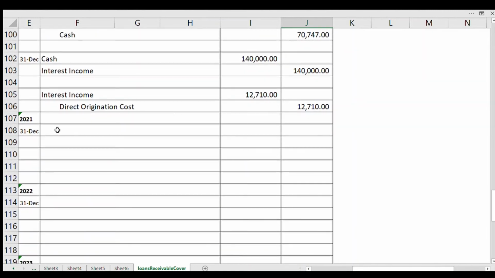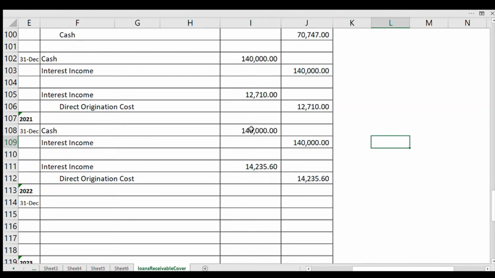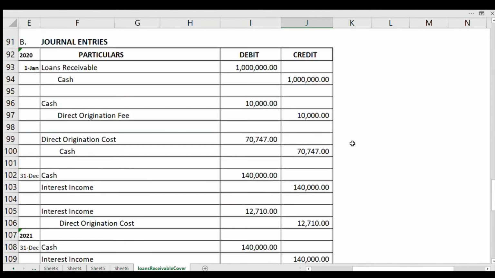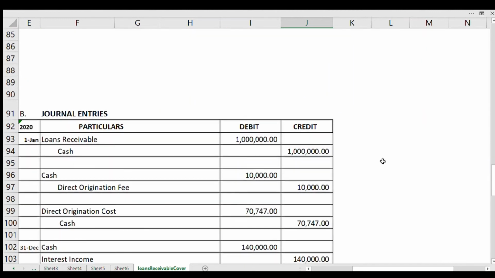Okay, so that's for 2020. So for December 31, 2021, it goes like this. Again, we will receive 140,000, credit interest income. The amortization of origination cost will be a debit to interest income 14,235, to make it a whole number, 14,236, to be exact, to the nearest peso, 14,236. Okay, for year 2021. So let's go on.